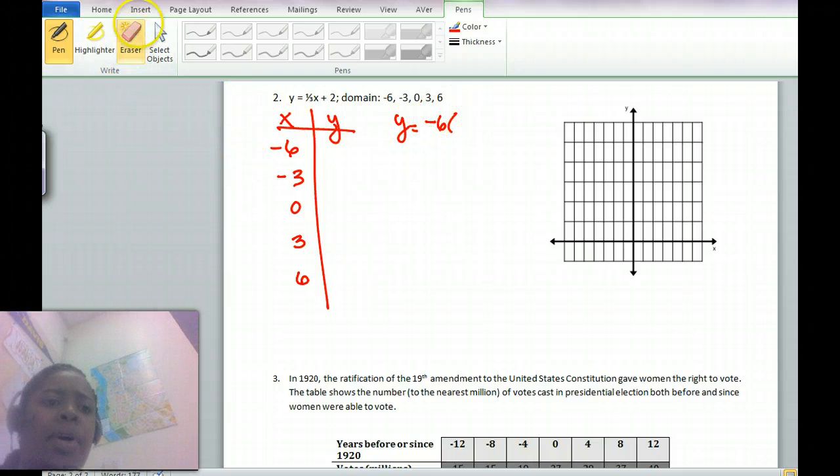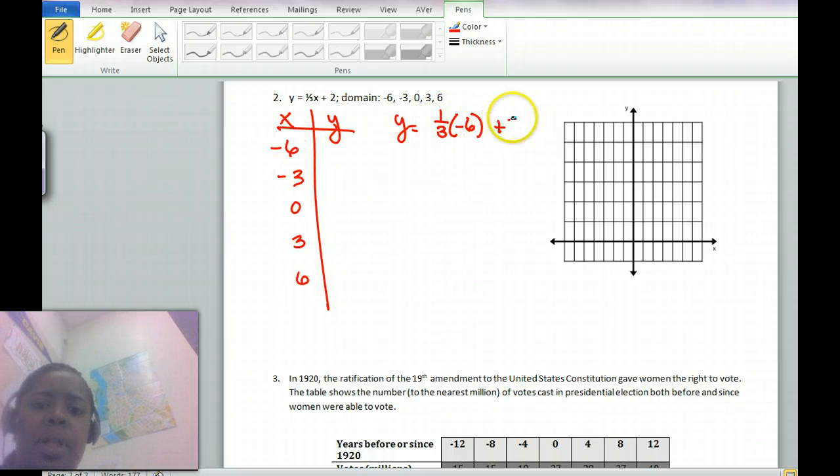Probably I don't want to write this like this. Let's remix that. y is equal to 1/3 times -6 plus 2. 1/3 of 6, well, let's put this over 1, and then some of us like to cross cancel, so 3 goes into 3 one time, 3 goes into 6 -2 times. 1 times -2 is -2 plus 2, which is 0.